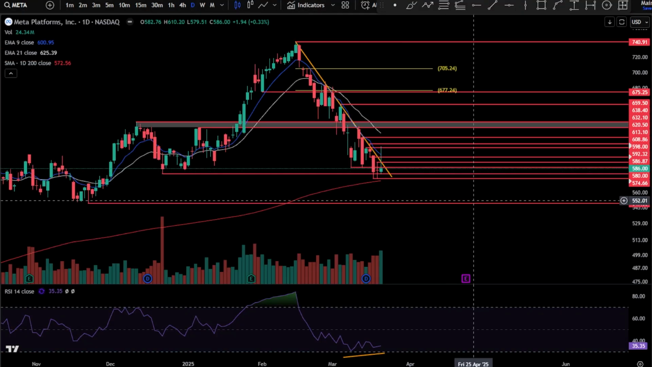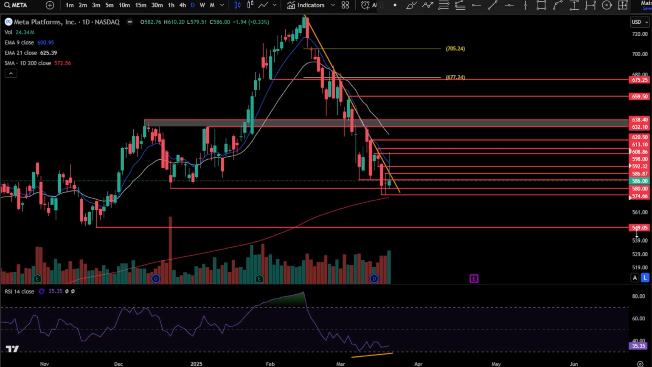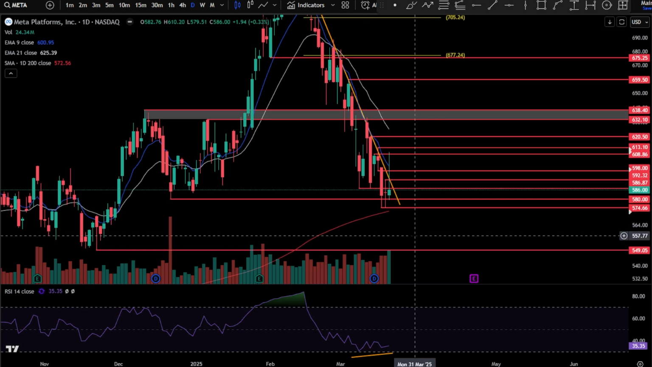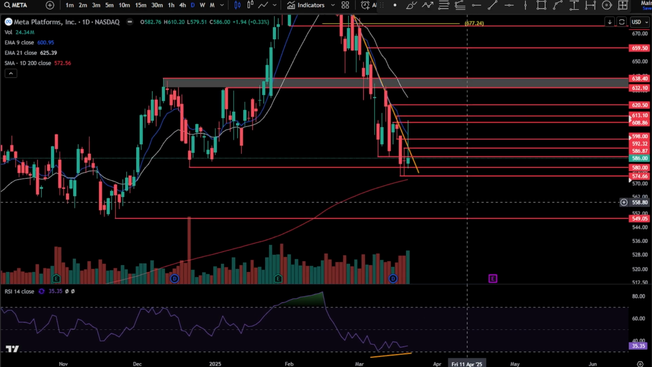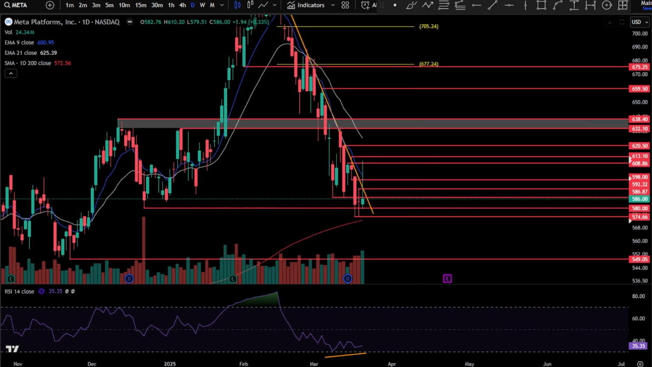But then you have something like Meta. And Meta over here, guys, I think you're probably going to undercut this low. Ideally, you undercut this low. I don't know what the thing wants to do, but I'll tell you right now, ideally, you're going to undercut that low. You're going to test that 200 DMA over there. That is the ideal scenario for Meta.